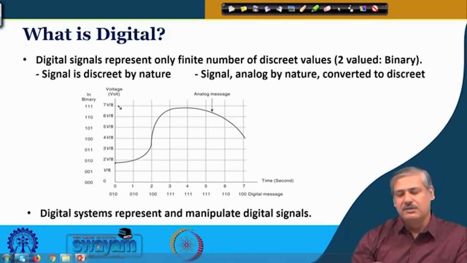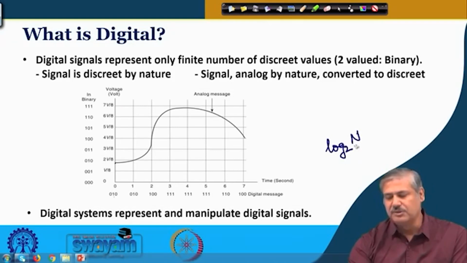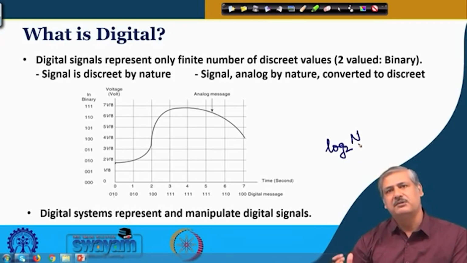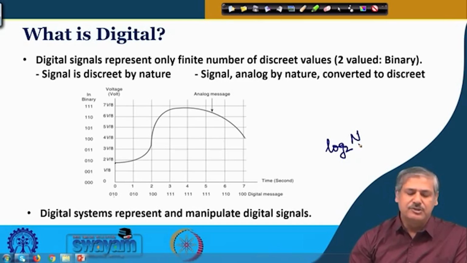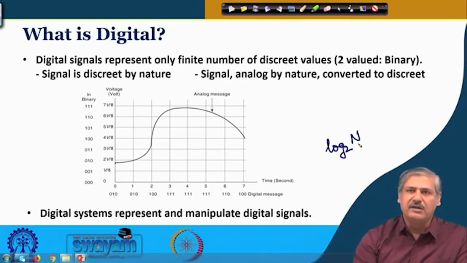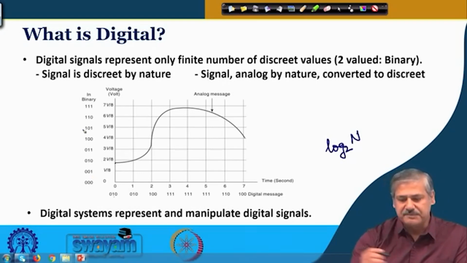It is log n to the base 2. Okay. That is the number that will be required. So, if it is 8, log n to the base 2 is 3. So, 3 such bits will be required, and you see 0 0 0, 0 0 1, these are the corresponding representations.